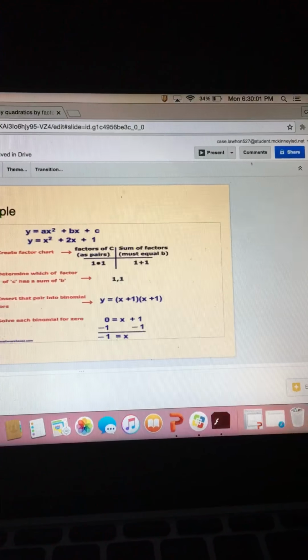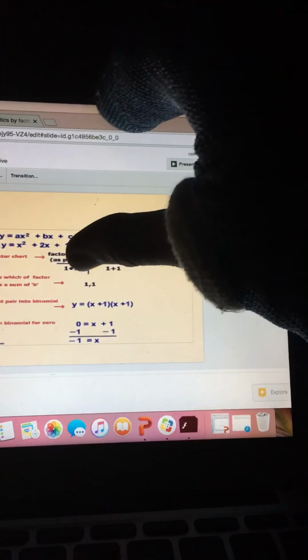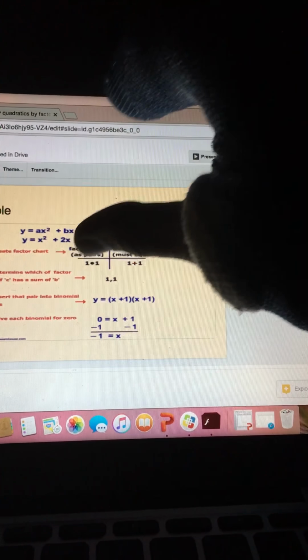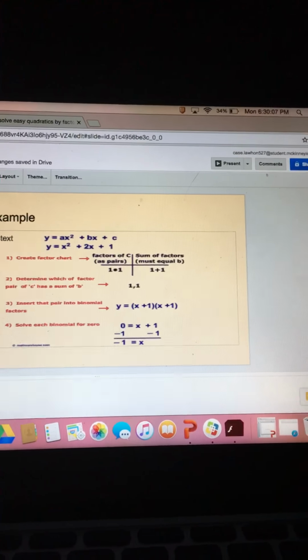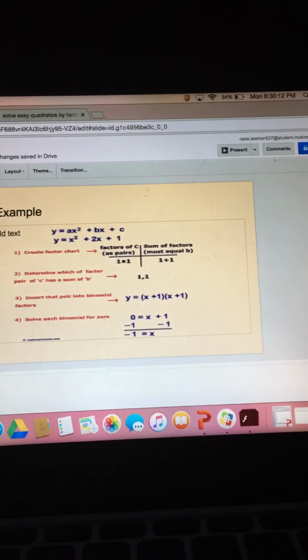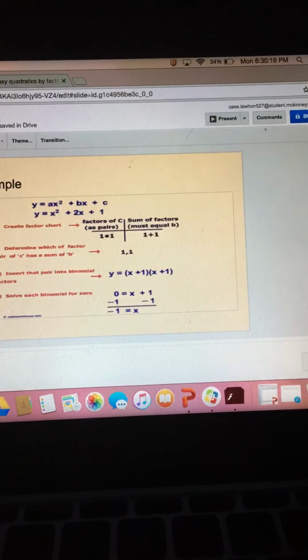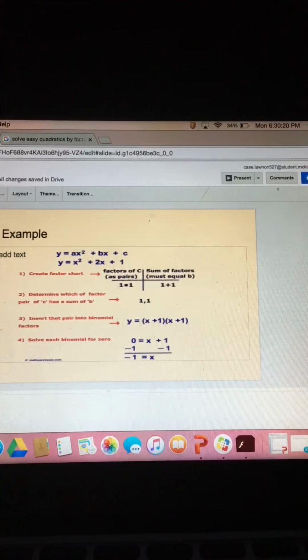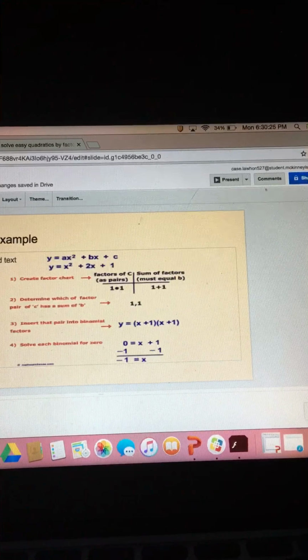Step 2. Determine which factor pair of c has a sum of b. 1 and 1. So 2 ones. Step 3. Insert that pair into binomial factors. y equals (x plus 1)(x plus 1). Another way of doing this is saying y equals (x plus 1) squared, because x plus 1 times x plus 1 is the same as x plus 1 squared.